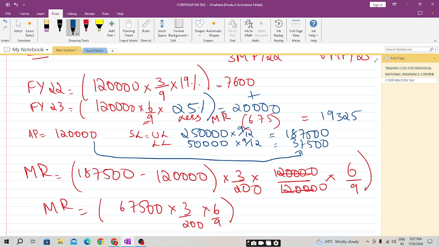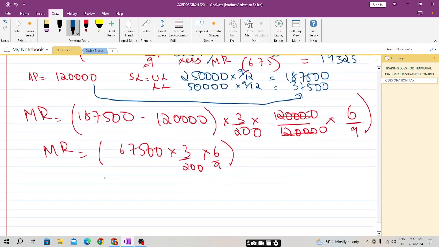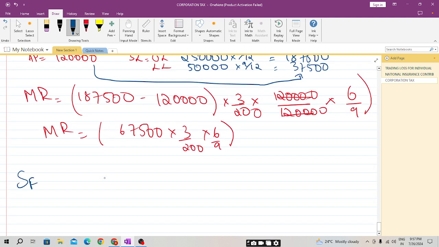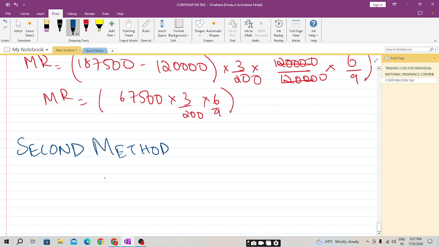Students, we can try this in our second method also. But please do follow the first method only, no issues in that. Now coming to the second method, this is for practice purpose. Second method, FY20, it will be 120,000 into 9, 6 by 9 into 19 percentage.